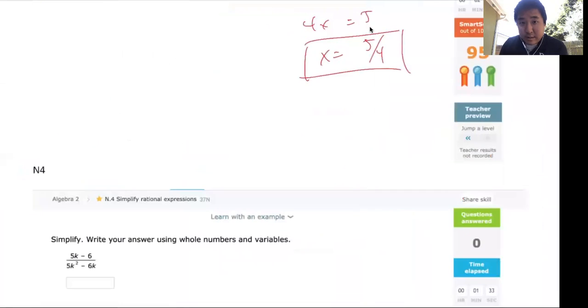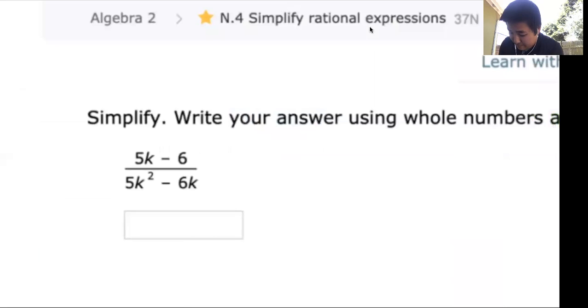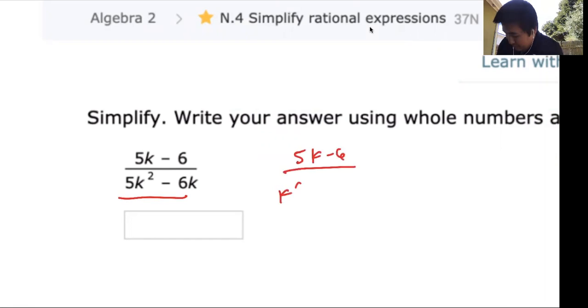That's N4. Here's N1. Here's N4. So simplify your answer using whole numbers and variables. So here we need to factor this. I think we can factor out a k on bottom, so it's 5k minus 6. And this cancels. Then don't forget there's a little 1 here. So it's 1 divided by k.